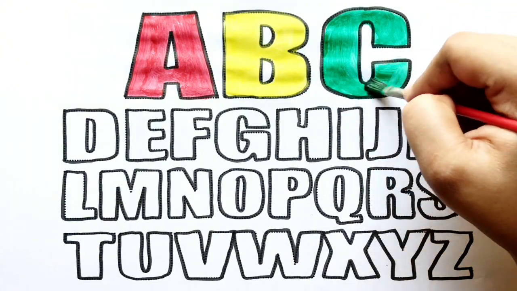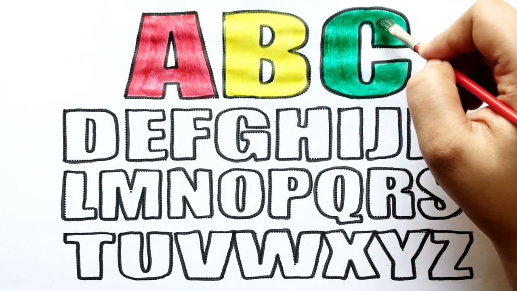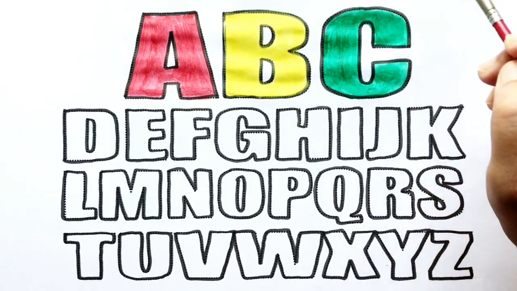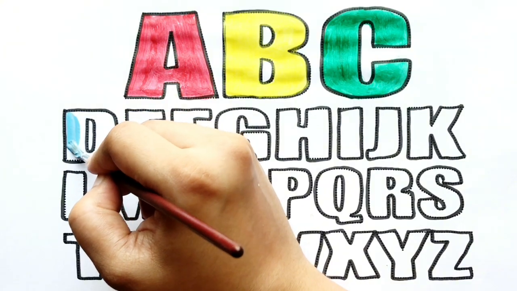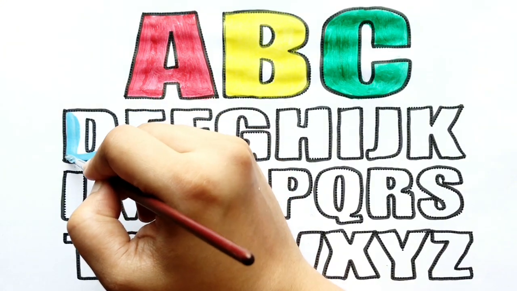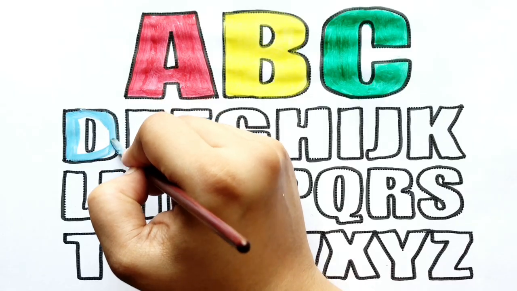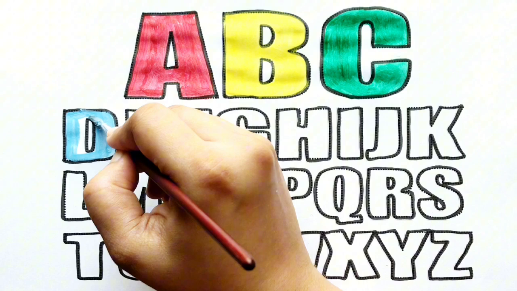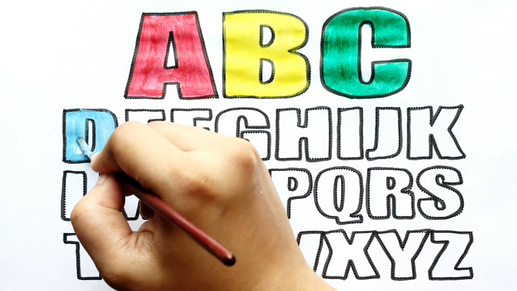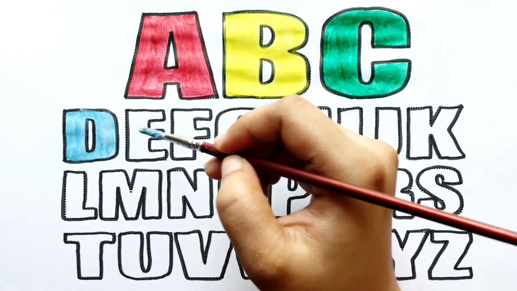Next time, won't you sing with me? A, B, C, D, E, F, G, H, I, J, K, L, M, N, O, P, Q, R, S, T, Sky blue color, D for dog. And Z. Now I know my ABCs.